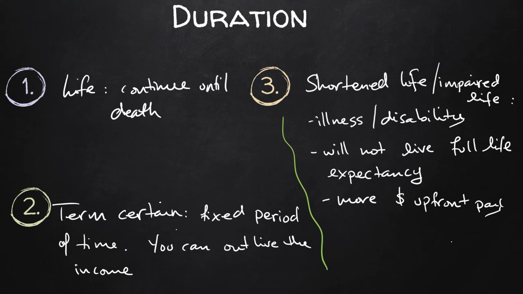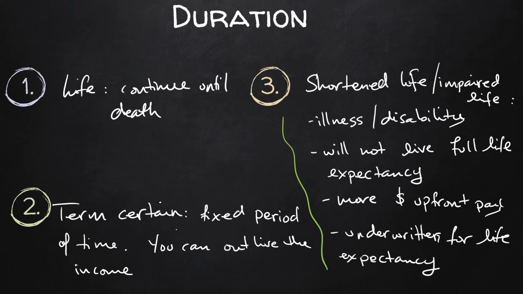You do automatically qualify in terms of that, but it is underwritten in order to establish the possible lifespan of that individual and to ensure that they actually do have a shortened lifespan and they're not just trying to get more money out of the annuity. So this is not about acceptance, it's to make sure that that person does have an illness or disability that will prevent them from living a long life or the full life expectancy for someone of their age.